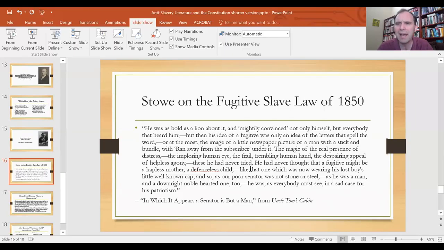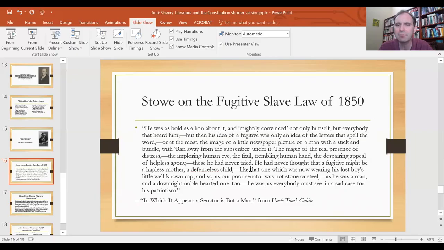She writes this passage about a man who's a senator, and she makes the argument that ultimately, for him to be able to interpret the Constitution correctly, he needs to be able to grow morally. So she writes about him. He was as bold as a lion about it and mightily convinced not only himself, but everyone that heard him.